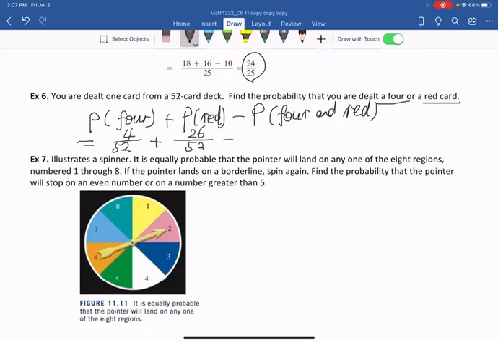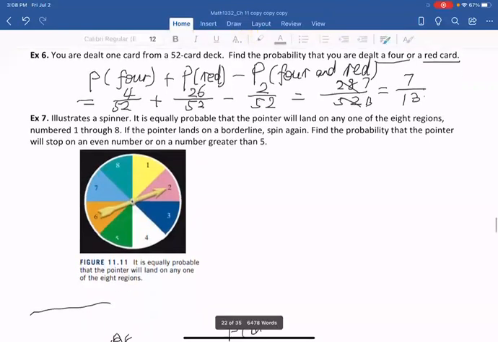minus the diamonds and the hearts that also have the 4. So we have 2 red 4s. They are both 4 and red. So it's 2 over 52. What's the result of this? Let's see. 28 over 52. Okay. We have 7 over 13, because we divide 28 and 52 both by 4. Okay. Let's move on to the next question.